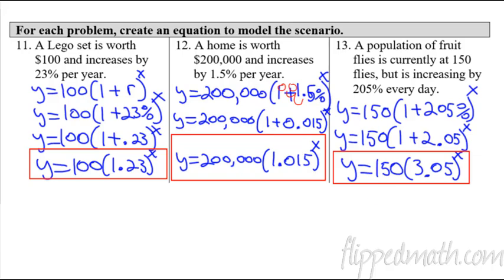And there's your answer. You should have 150 times 3.05 raised to the x. And the 205%, move the decimal twice, it becomes 2.05. And then if you're starting with 1 and adding, that's where the 3.05 comes from. Okay, good. So there's our word problems, how we set these up.